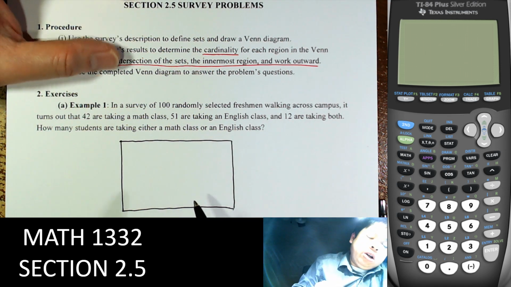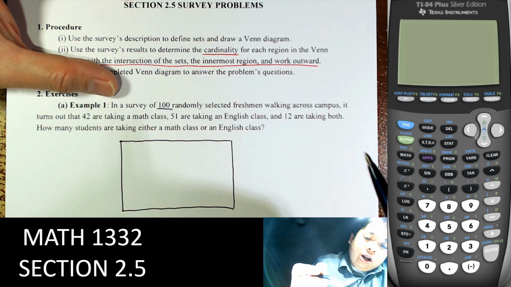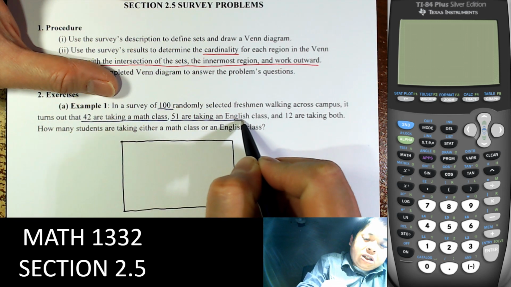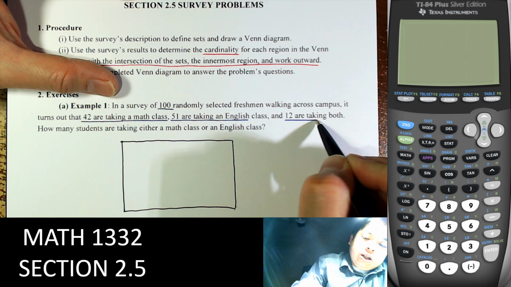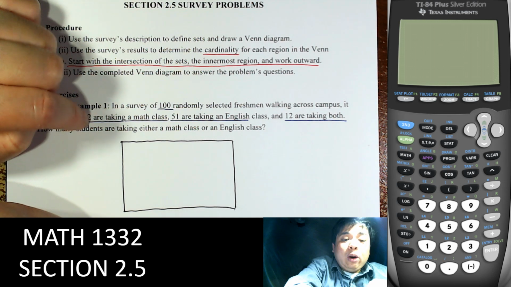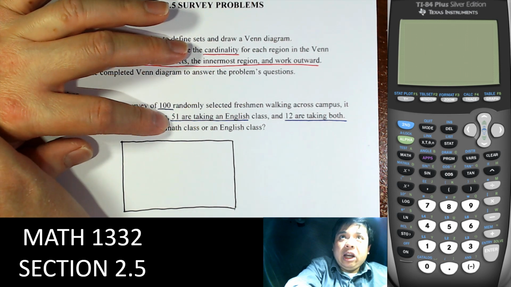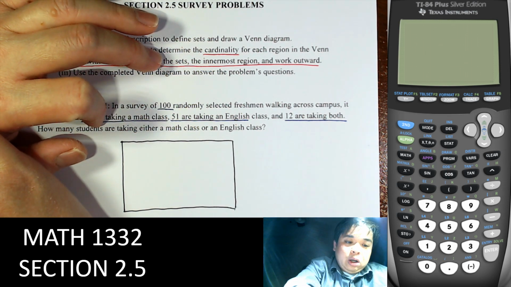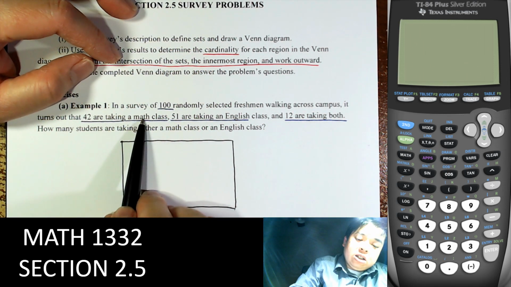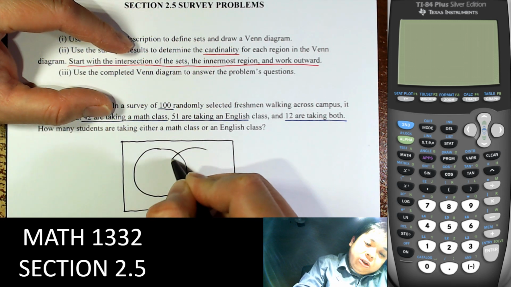So of course we read the problem. In the survey of 100 random freshmen, so we have 100, 42 taking math, and 51 taking English class, and 12 taking both. Now notice that when they say 42 taking math, those students can also take English, and same thing for 51: students taking English can also take math. So in that case we don't know much detail, but we know that English and math are two sets. We draw two circles.